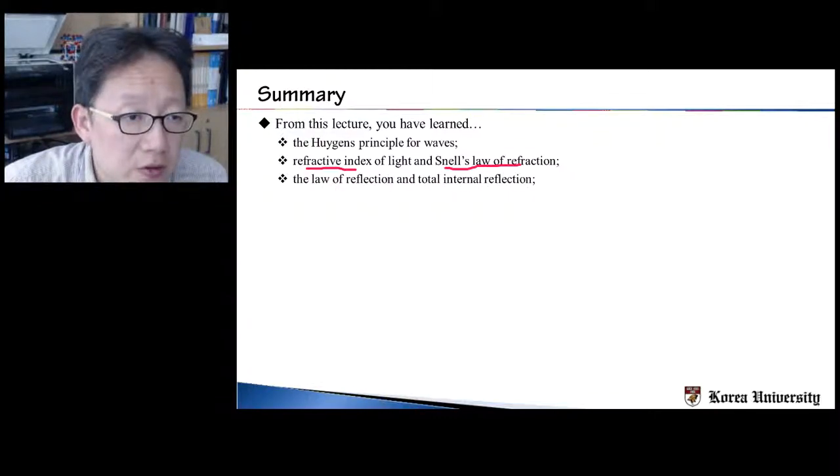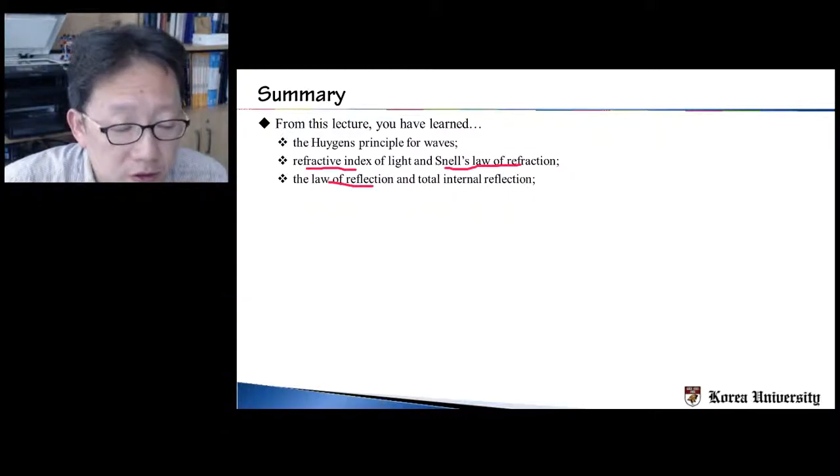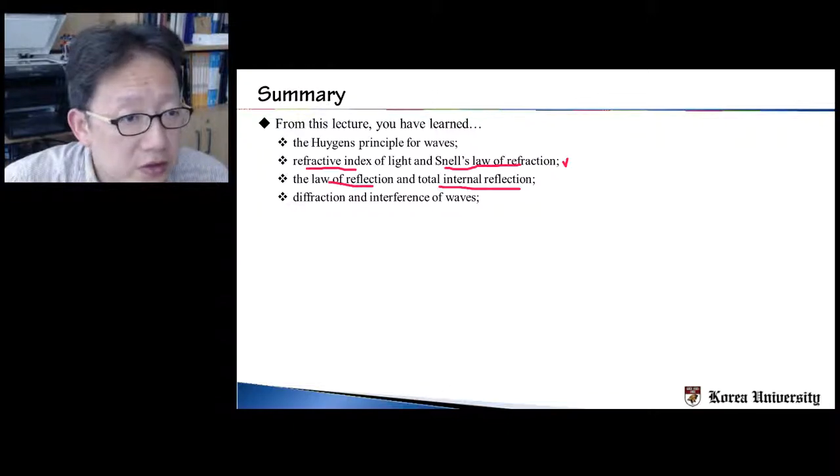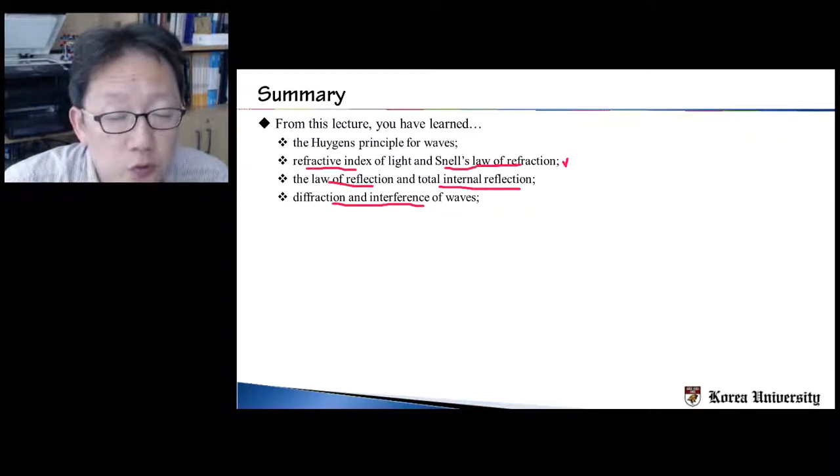Okay, and we also learned the law of reflection, which always tells us that the angle of reflection is equal to the angle of incidence. And by using Snell's law of refraction, we learned that there is a phenomenon called total internal reflection. So this happens when the light wants to travel from the medium of the higher refractive index into the lower refractive index. So all the light may get reflected when the incident angle is larger than the critical angle. Okay, and we also learned that diffraction and interference are the two most important properties of waves.